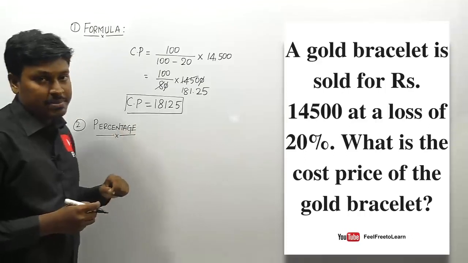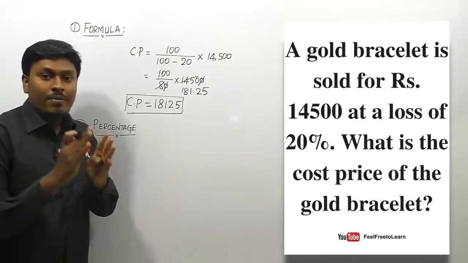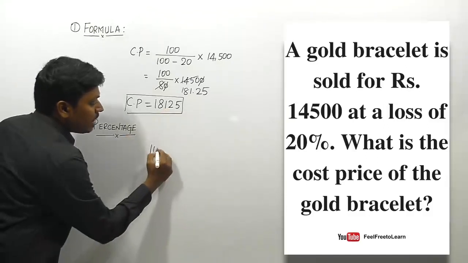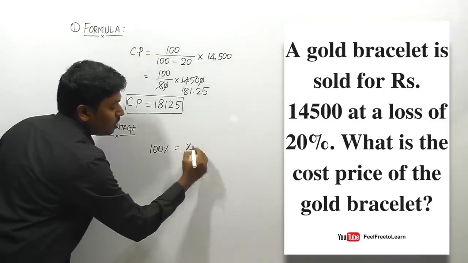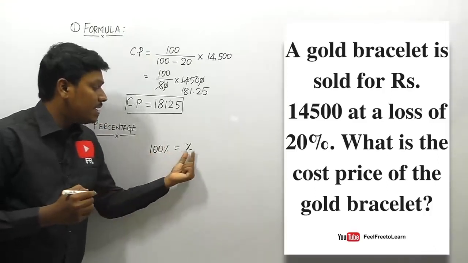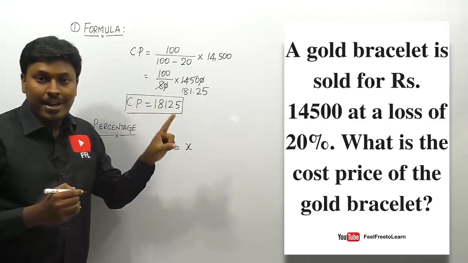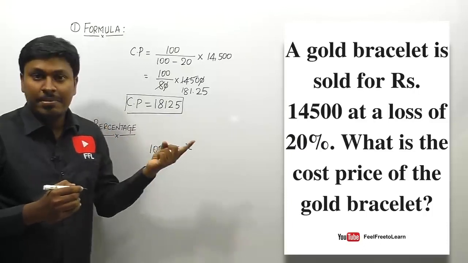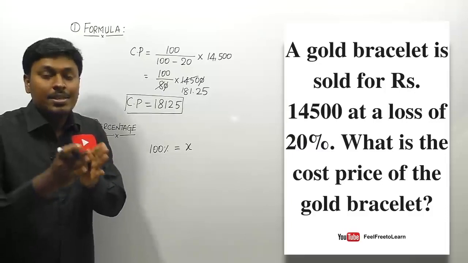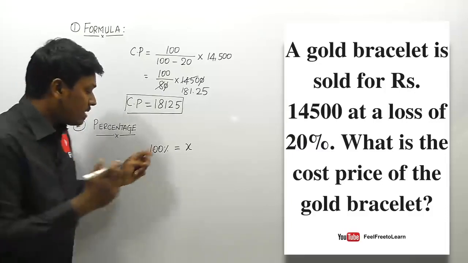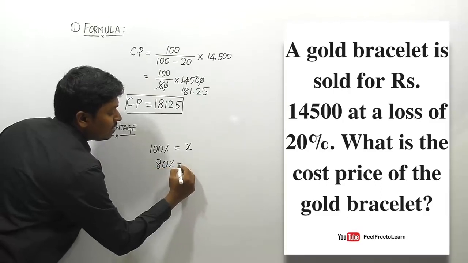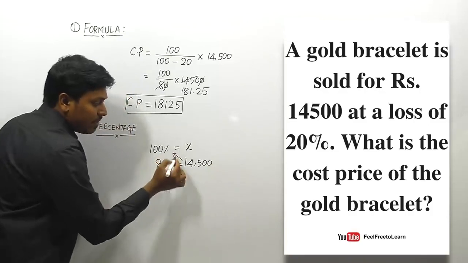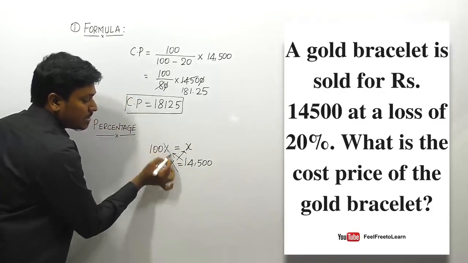So let me move on to the percentage method, friends. Listen carefully. We know that 100% should always be the cost price. Here we don't know the cost price, right? So we keep 100% cost price, but we don't know its value, so 100% cost price is equal to X. And this 14,500 is sold at a loss of 20%. So we can definitely say that 80% will be that amount. So 100% is the cost price, 20% will be the loss, so 80%. So we can say that 80% is equal to the amount, which is 14,500. So now we need to cross multiply, similar to the previous question. Here the percentage gets cancelled.